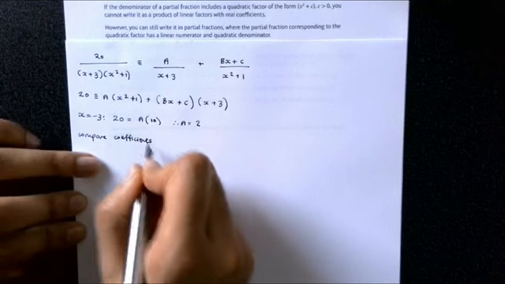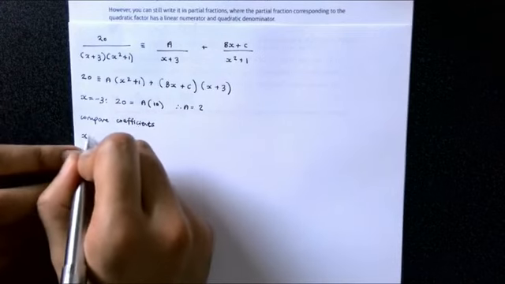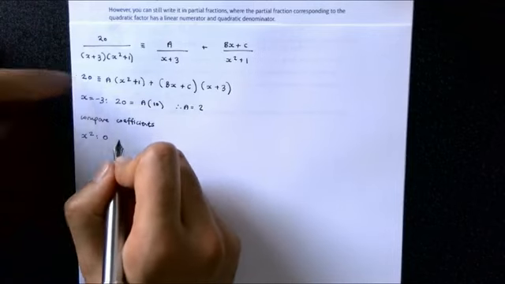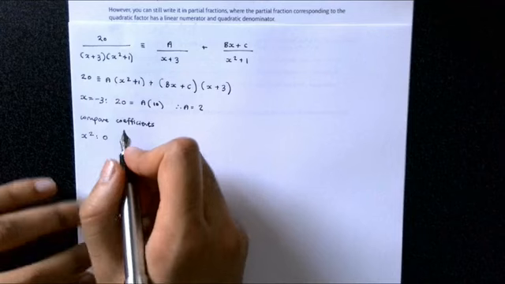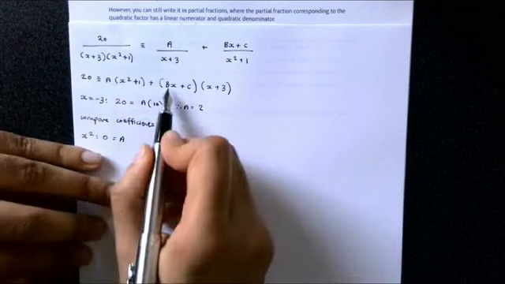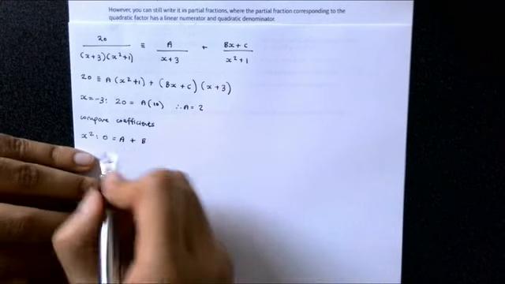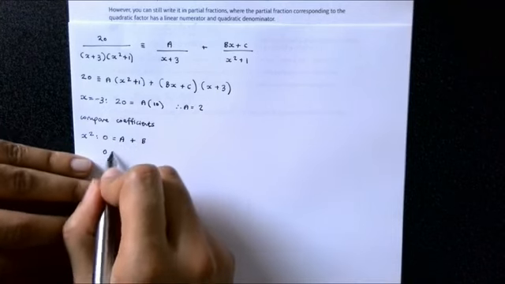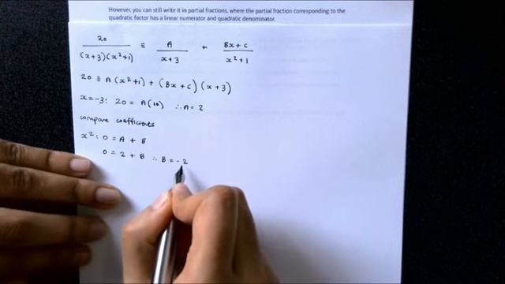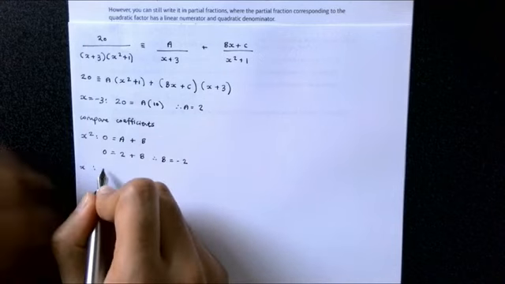we can then find the value of b and then find the value of c. So if we compare the x squared terms, you can see on the left hand side we've got 0 of them, but on the right hand side we've got a times by x squared, and then we've got bx times by x. So we've got a plus b equals 0. And knowing that a is equal to 2, we've got 0 equals 2 plus b, b is equal to minus 2.